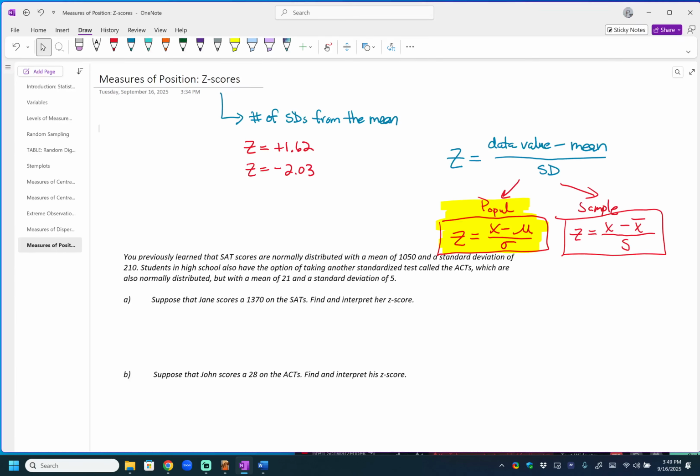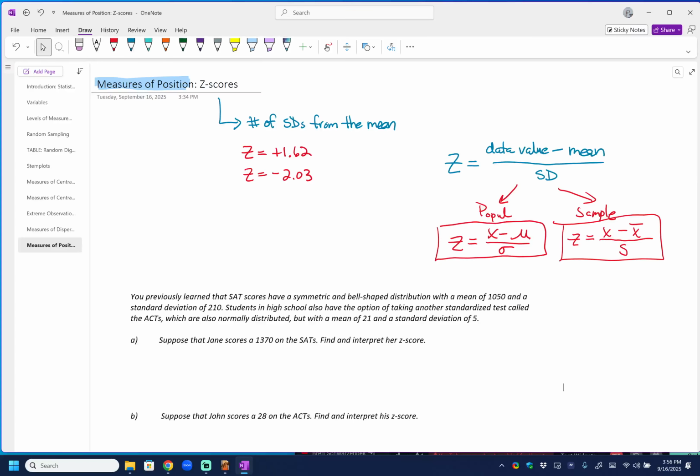So just returning to the focus of this section, which is called measures of position. We tend to use z-scores as a way to locate where observations fall in a data set. So that begs the question, when would a z-score be useful in a statistical application? This example should help students understand that.